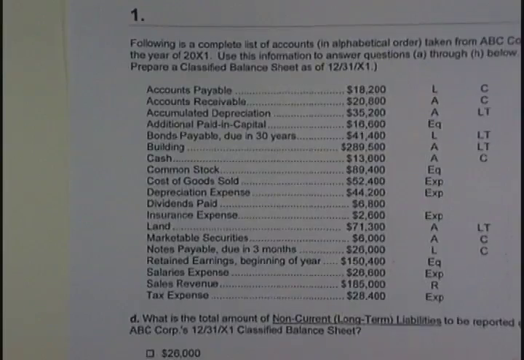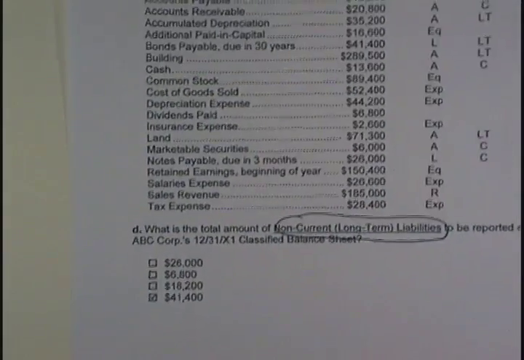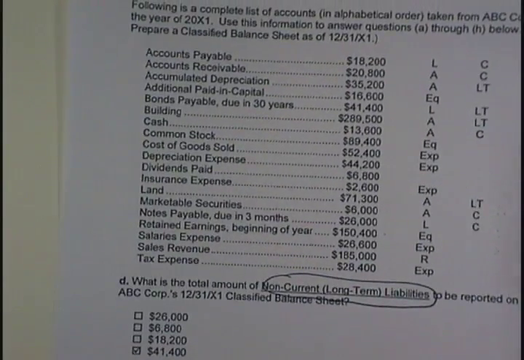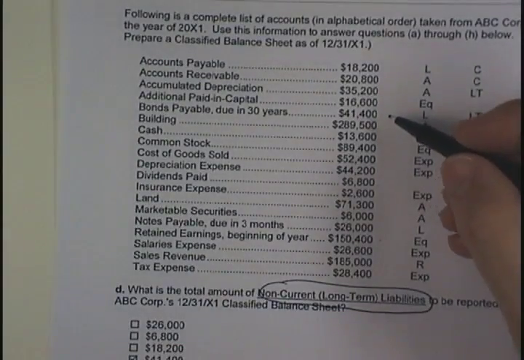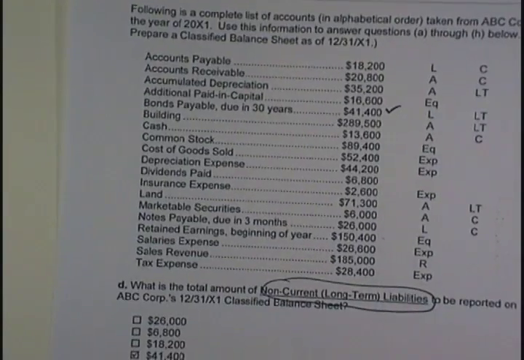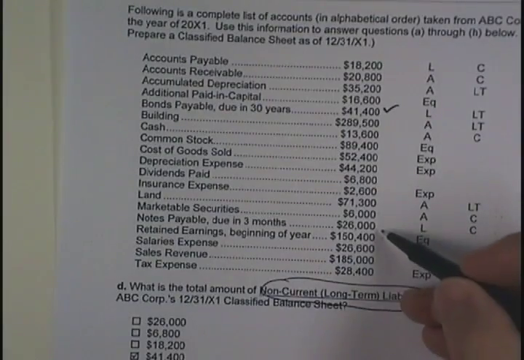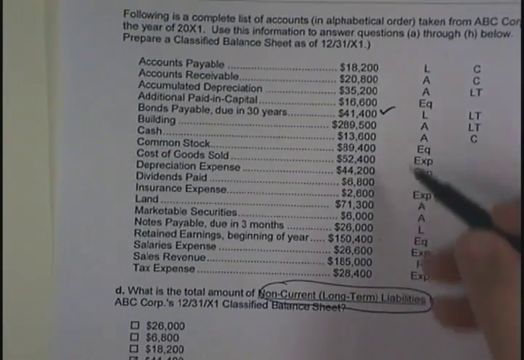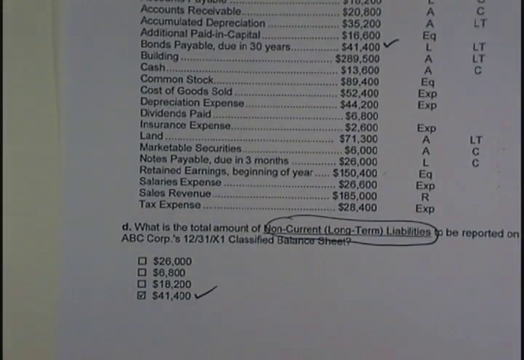In Part D, we're supposed to find the non-current or long-term liabilities. So the liabilities I've identified that are due more than 1 year from now would include this 30-year bonds payable, and that seems to be the only one. The other liabilities were all current, such as the short-term note payable or the accounts payable. So the $41,400 bonds payable in 30 years is the only long-term liability.